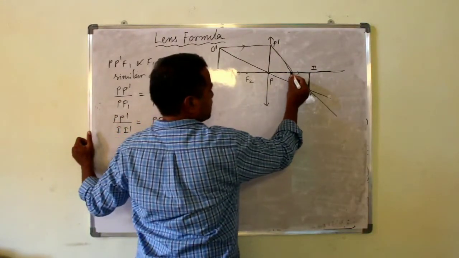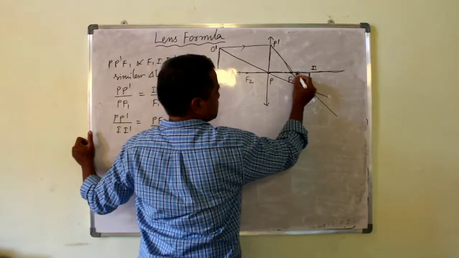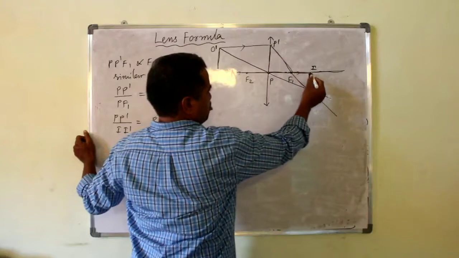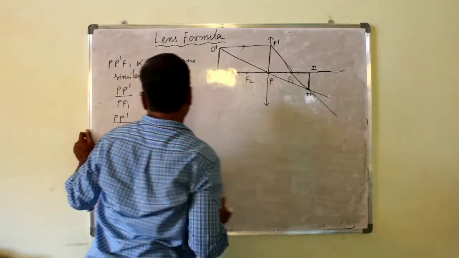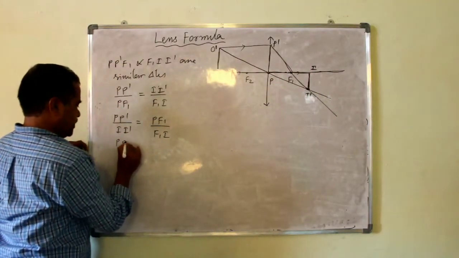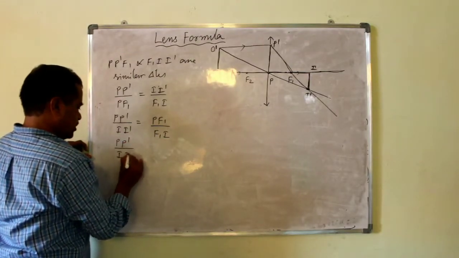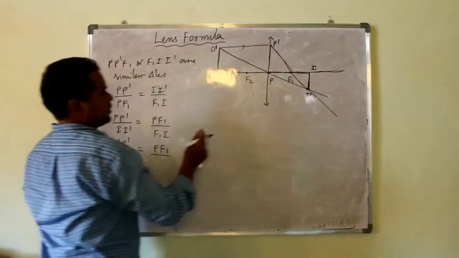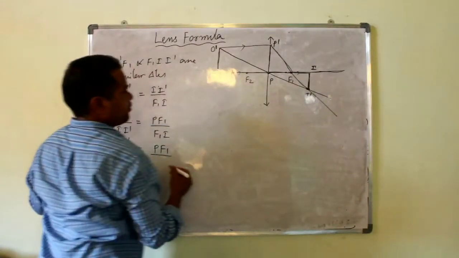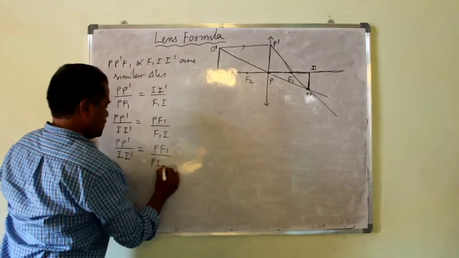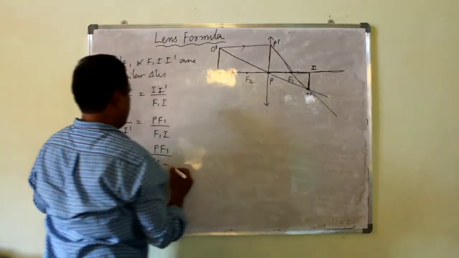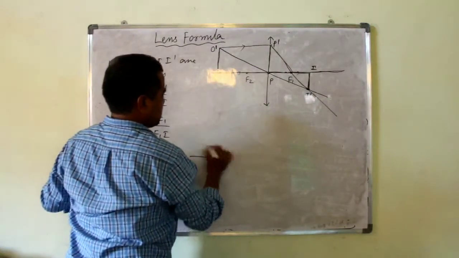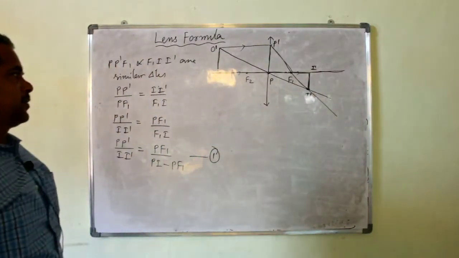Here F1I, the distance between F1 and I, is called F1I. It can be written as PI minus PF1. So PP' divided by I' is equal to PF1 by PI minus PF1. This is treated as equation 1.